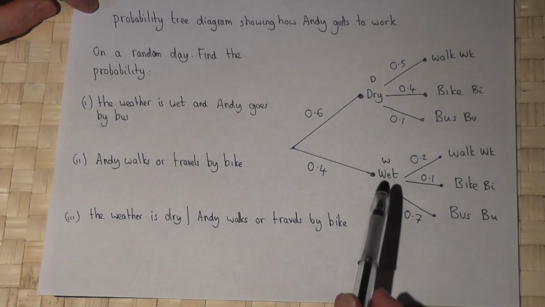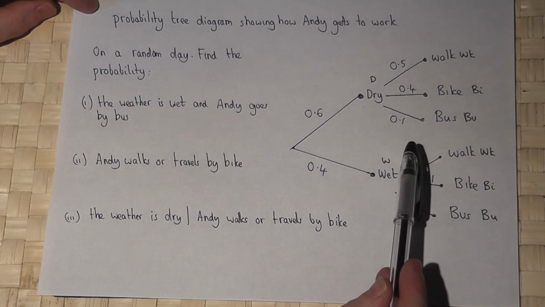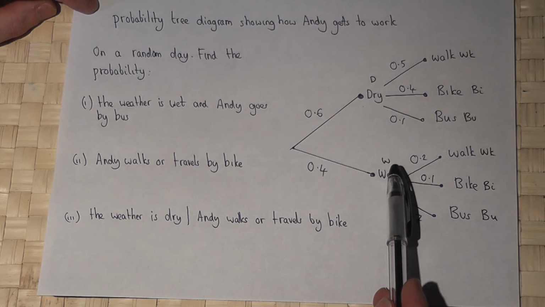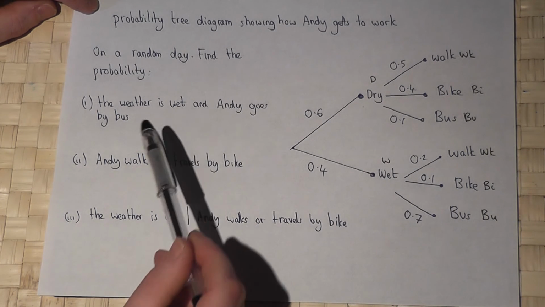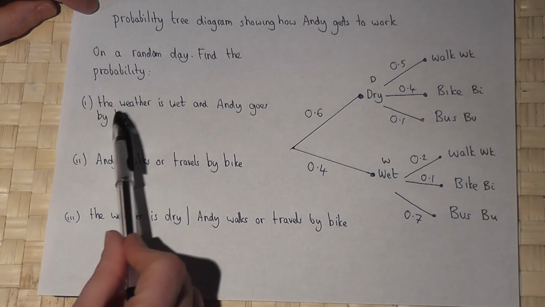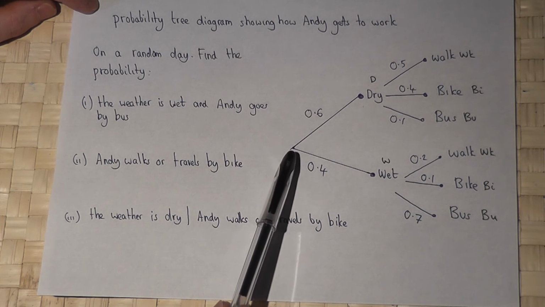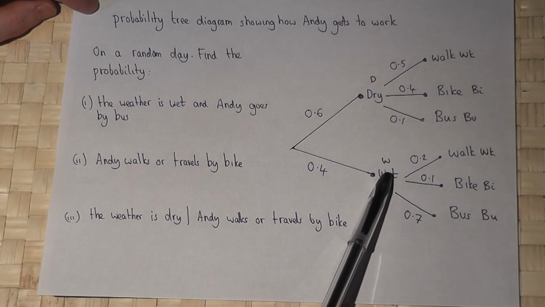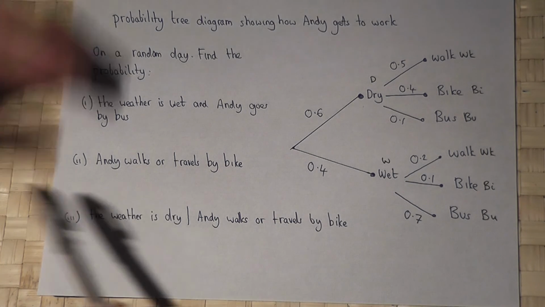This video shows the different ways that Andy gets to work, depending on whether it's dry or it's wet. And we're asked to find the chance that the weather is wet and Andy goes by bus. Now on this tree diagram, wet and then by bus is that route through the tree diagram.